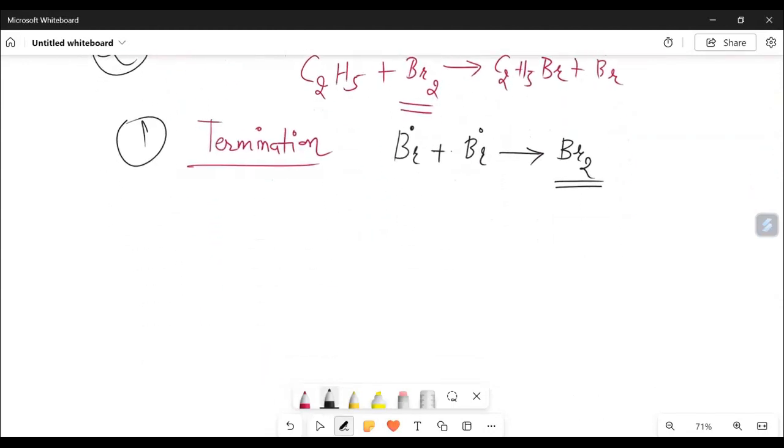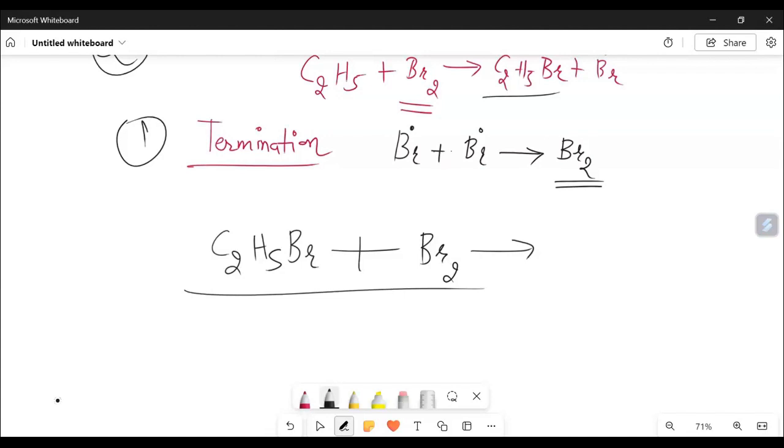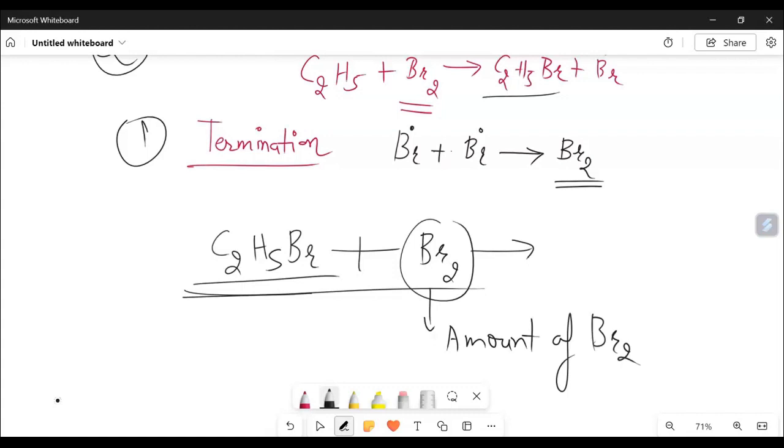What is going to happen here? This C2H5Br again reacts with Br2, and this will keep going until you stop the supply of Br2. So it depends on the amount of Br2 present, otherwise substitution will keep happening again and again here. So I hope you get it.